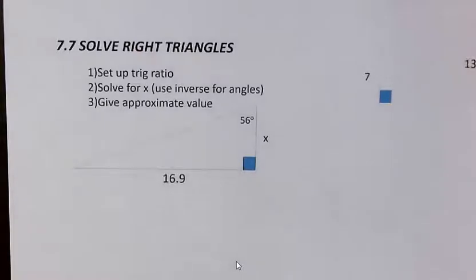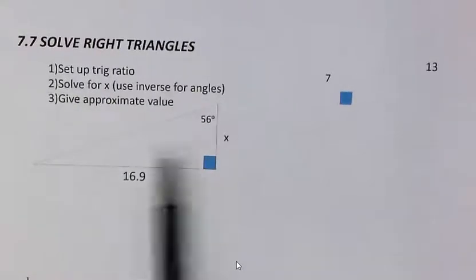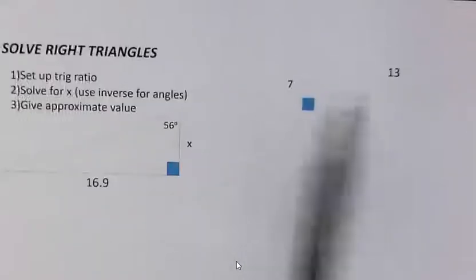Alright, for 7.7 we're going to solve right triangles. What that means is we are going to be solving every unknown part. So you're going to have two different types of triangles. I apologize for the ink that's missing on this picture up here. But you're going to have a triangle where we are given an angle, a side, and you need to find all unknown sides. Or you're going to be given two known sides.